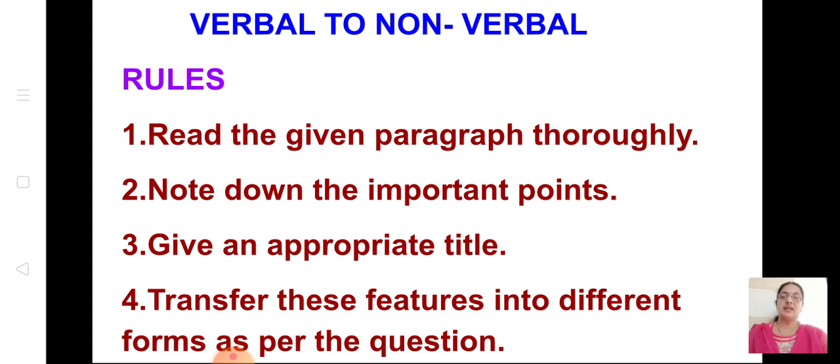Whatever is asked, if it is asked in the form of a flow chart, then you have to write one below the other as a flow chart. If it is asked as a tree diagram, then you will make it into a tree. I'll show you what is a tree diagram, what is a flow chart, what is a web, what is statistical data. Everything I will show you. So first you have to read the paragraph thoroughly, then note down the important points, then give an appropriate title.